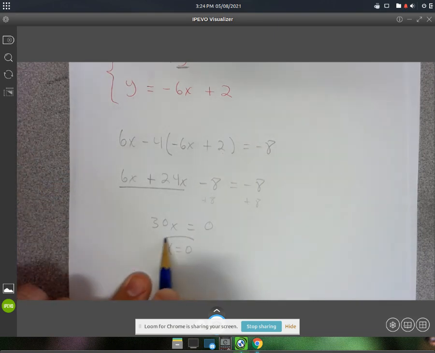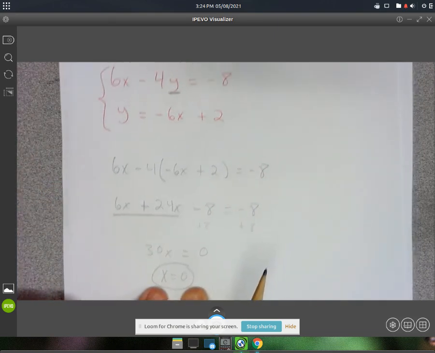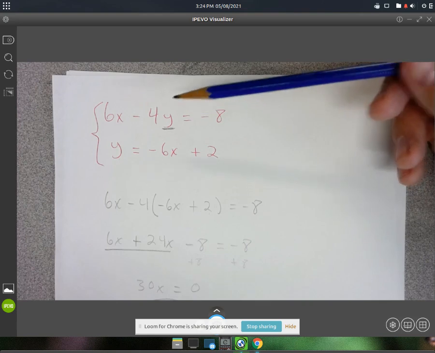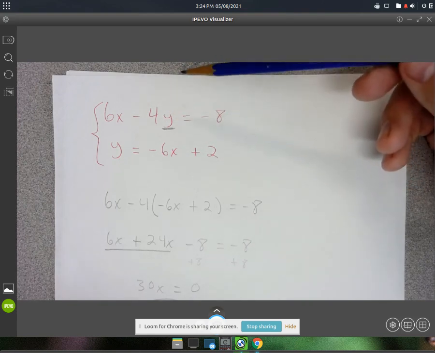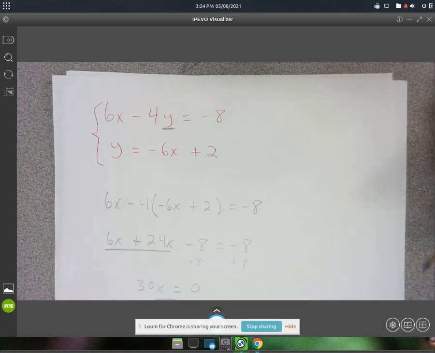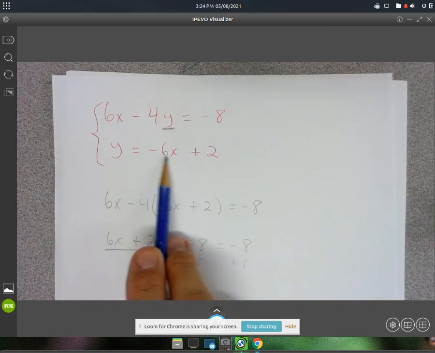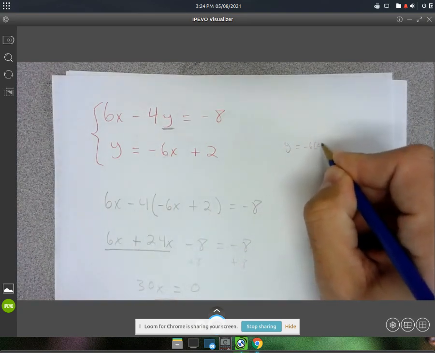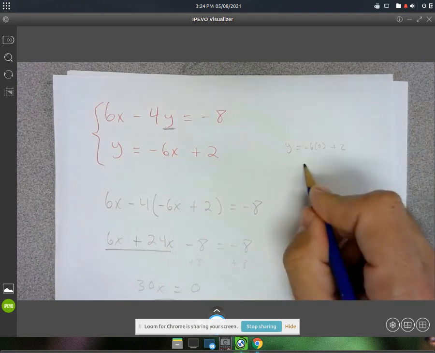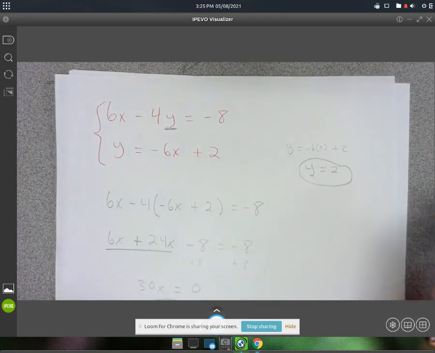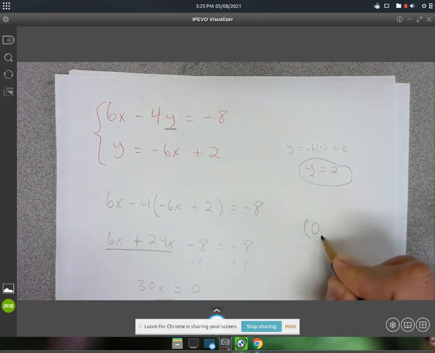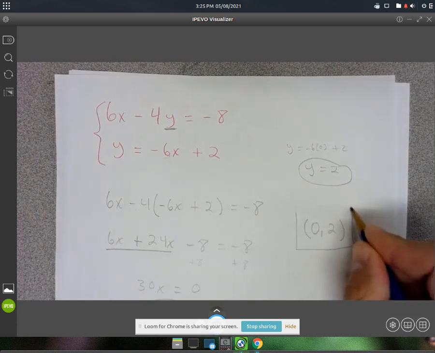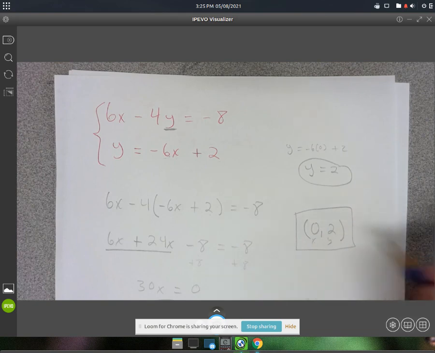Okay, now once you have one of your variables solved for, so x is equal to 0, then you can go up here and plug 0 in for x into either equation. Doesn't matter which one. It's going to be simpler if you use the slope-intercept form one, though. If you do 0 for x, this thing just cancels itself out. So y equals negative 6 times 0 plus 2. Therefore, y is equal to 2. And that's where these two lines intersect, at 0, comma 2. Nice. So that is our solution. 0 for x, 2 for y.